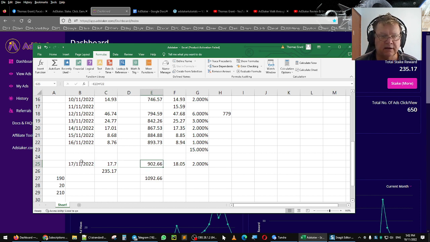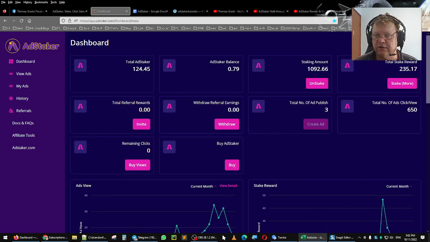And then I added an extra 190, so my account is over 1,092.66 AdStaker tokens, which is what you can see in my staking amount. So that's what I got today.